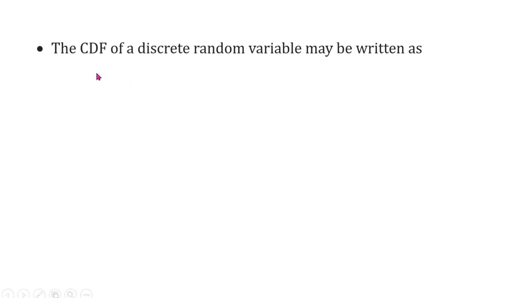Now a cumulative distribution function of a random variable may be written as this expression; you should keep this point in your mind. Capital F of x, where this X is a random variable and this x is an independent variable, and this capital F indicates a cumulative distribution function. It is defined as the summation of the probability of each discrete random variable multiplied with a unit step function.